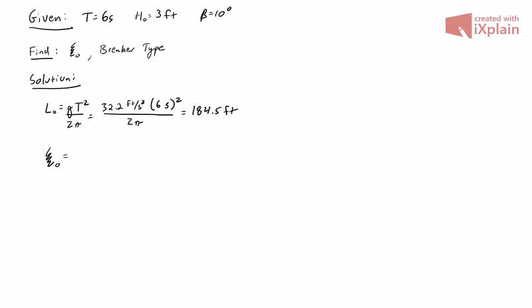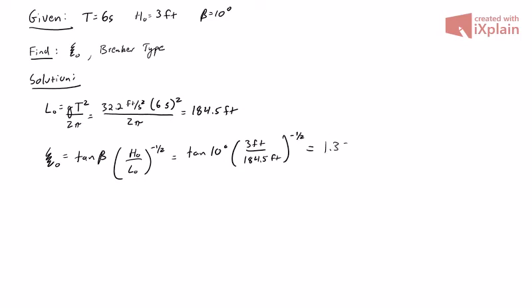Now that we have that, we can go ahead and solve for our surf similarity parameter. So if we look at the equation for that, it's the tangent of the beach slope times the deep water wave height over deep water wavelength, all to the negative 1/2 power. So we can plug in tangent of 10 degrees times 3 feet over 184.5 feet, all to the negative 1/2 power, and we get 1.38.